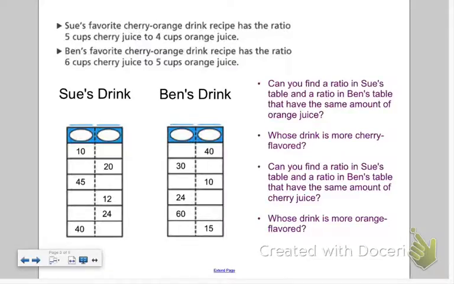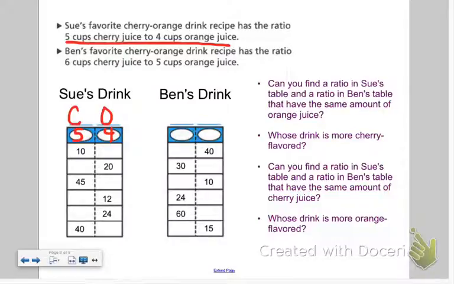Now, this isn't in your workbook, so don't go looking for it. I have a situation here that involves cherry orange drink. Sue likes to make cherry orange drink. She has a special recipe with the ratio of 5 cups of cherry juice to 4 cups of orange juice. So for Sue's drink, I know I've got cherry juice and orange juice, so I'm going to use C for cherry, O for orange. And it looks like my basic ratio of cherry juice to orange juice is 5 to 4.